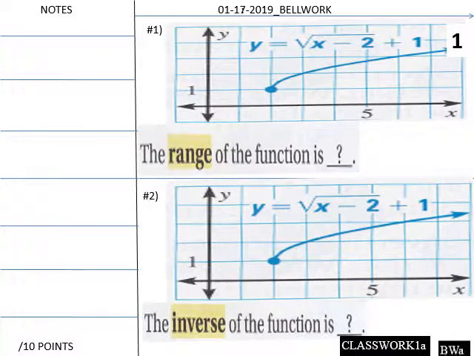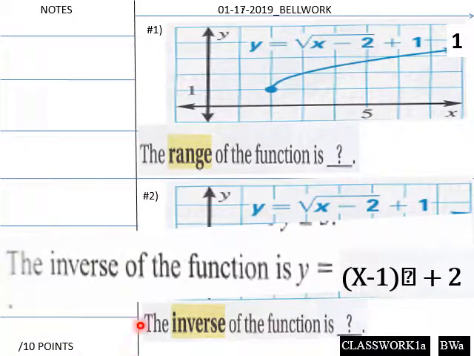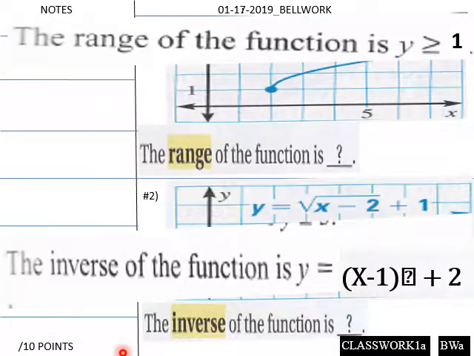Okay, welcome back, everybody. This would be your solution here. The inverse of function y is this here: x minus 1, plus 2. And then the range of this function would be y is greater than or equal to 1, because your graph just takes off like that.